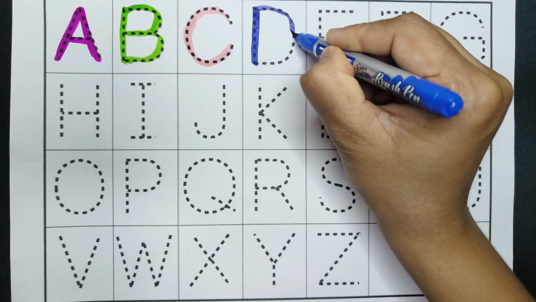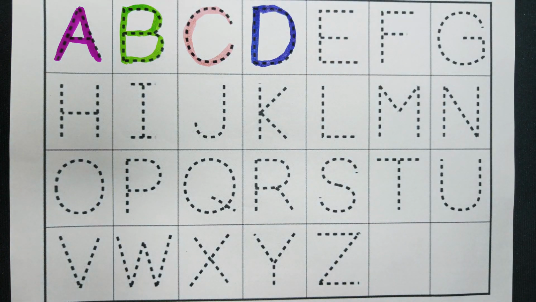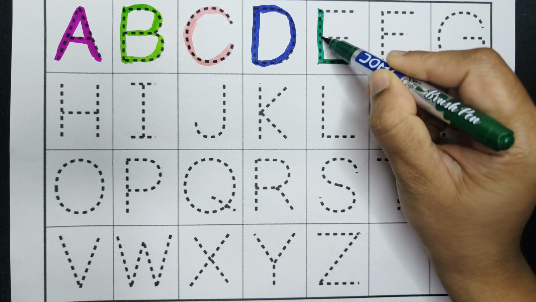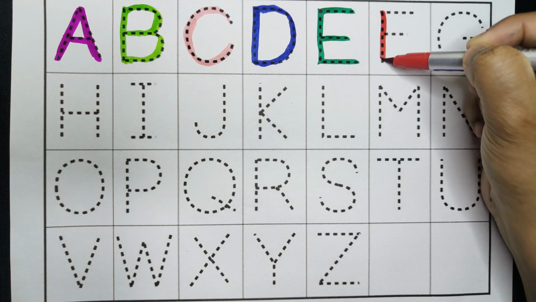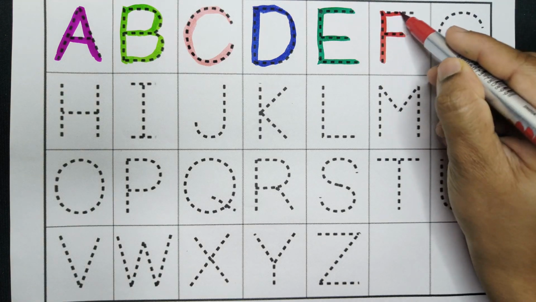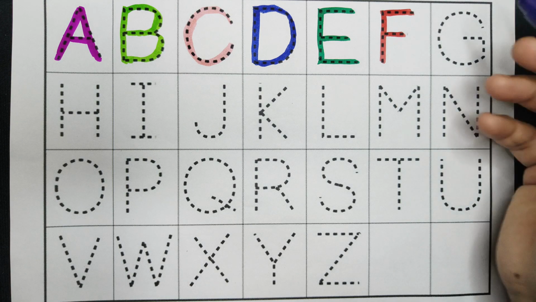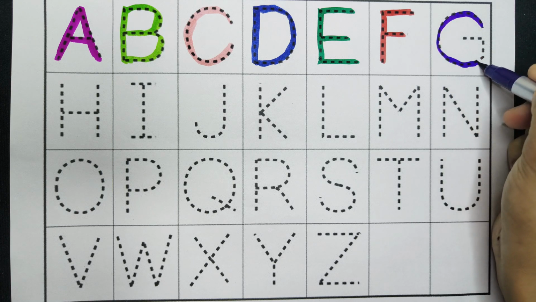D for dolphin. E for ear. F for frog. G for goat.